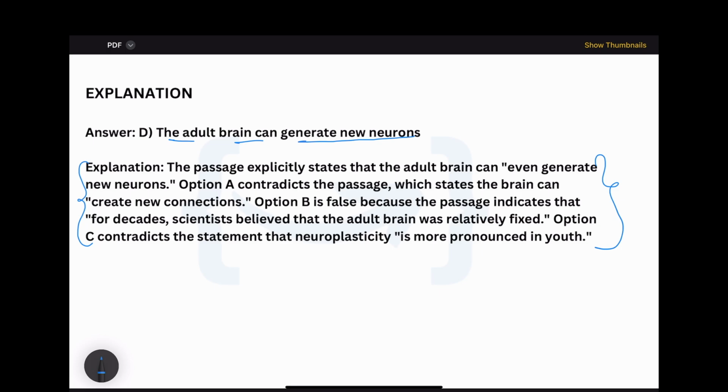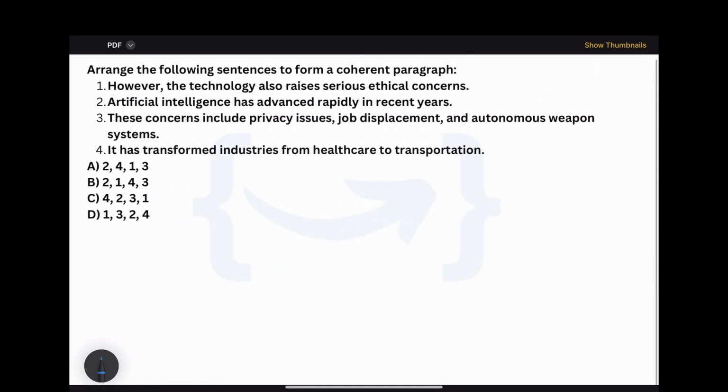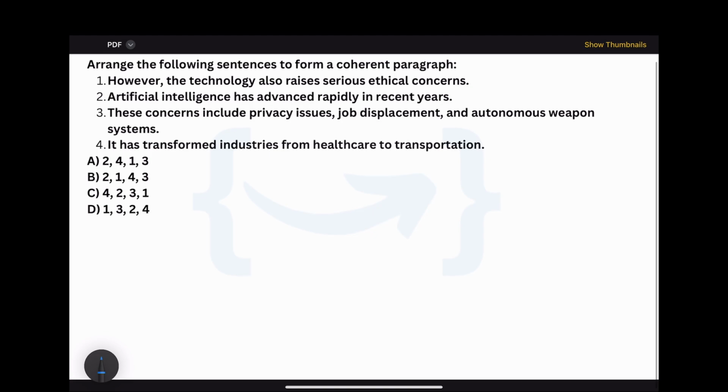I hope till now you are able to solve most of the questions and have scored a good amount of marks. If you have not, you need a lot of practice. Now again, a new pattern question came, which is to arrange the following sentences to form a coherent paragraph. However, technology also raises serious ethical concerns. So this is the cause I can see. Artificial intelligence has advanced rapidly in recent years. So it can become a starter because it's info. These concerns include privacy issues, job displacement, and autonomous weapon systems. Again, a kind of cause that I can think of. It has transformed industries from healthcare to transportation.